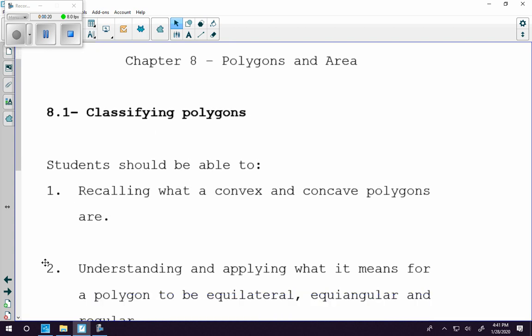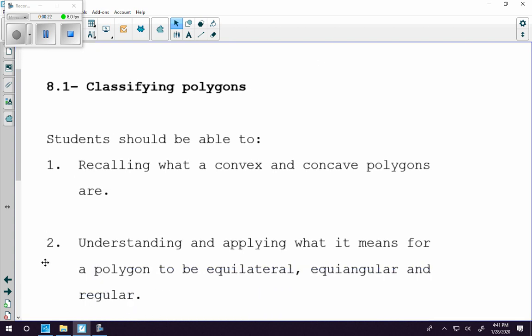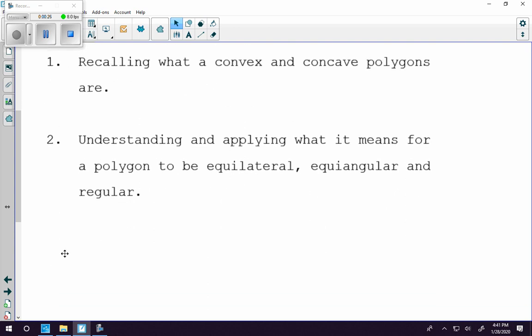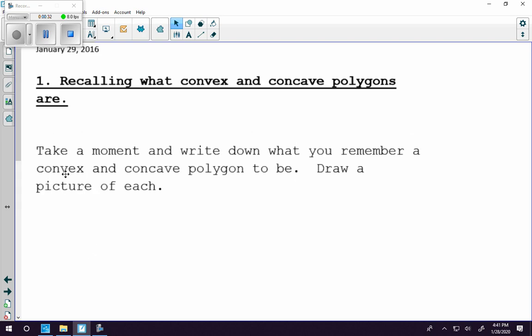First and foremost, we're going to recall what a convex and concave polygon are. And then second, understand and apply what it means for a polygon to be equilateral, equiangular, and regular. Okay, so taking a look here at the first objective, again recalling what a convex and a concave polygon are.